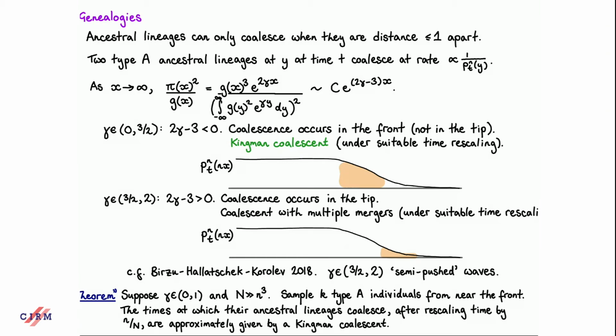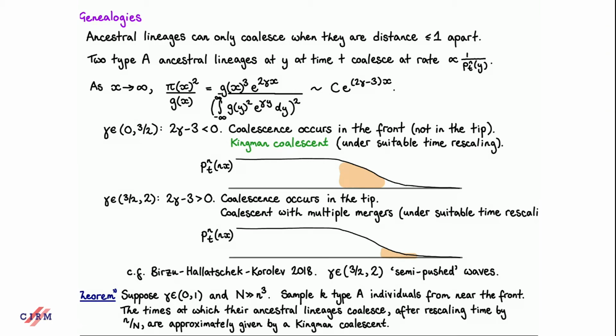So a coalescent in which multiple lineages can all coalesce together at the same time, unlike the Kingman coalescent where mergers are only pairwise. And that's because if a lineage manages to get out into the tip and coalesces with another lineage, then it's fairly likely to coalesce again relatively quickly. And so under the time rescaling, it might look like the multiple lineages coalesce simultaneously.